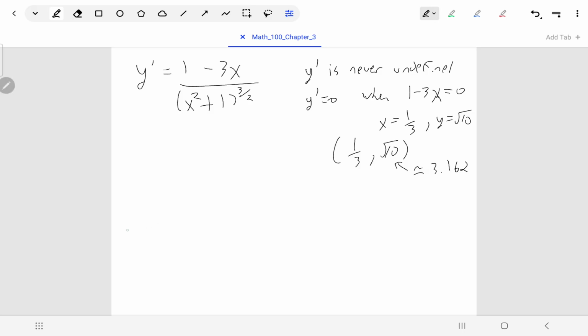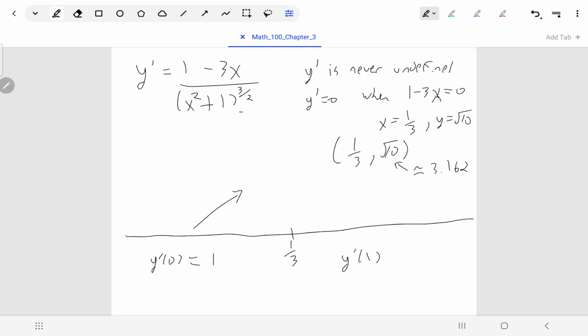I have just that one critical number, so I only have one place where my increasing versus decreasing could change. If I were to look at my first derivative at 0, it turns out to be 1 on the top and 1 on the bottom. So the first derivative is just 1, which is positive, so we're increasing. And then after 1/3, I could go for 1 as an x value, so y prime of 1. That'll give me a negative 2 on the top and 2 to the 3 halves on the bottom. And again, I don't really care about the actual number itself, only the fact that this is something negative, which tells me that we're decreasing.